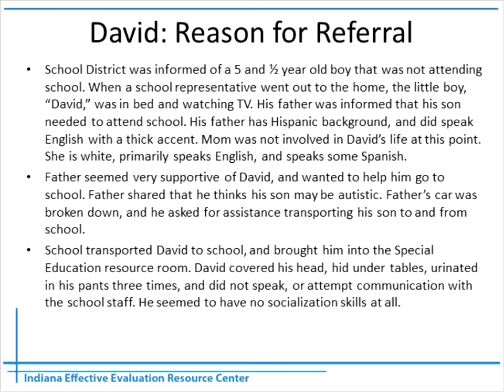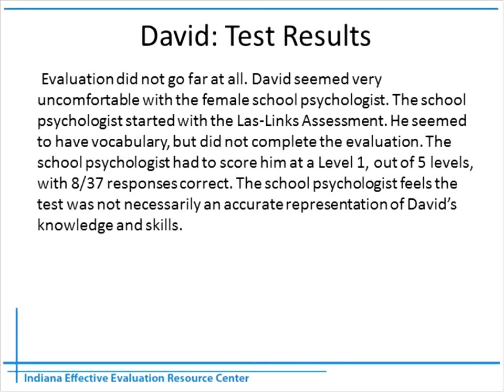So he was brought into school, and given where he was, the district felt we need to do an evaluation, which seems entirely appropriate at this point to really get an idea of what was going on. And as you can see here, he covered his head, hid under tables. He urinated in his pants 3 times during that. He didn't speak at all. He didn't attempt communication with the school staff. Seems to have no socialization skills. So obviously had a lot of delays going on here.